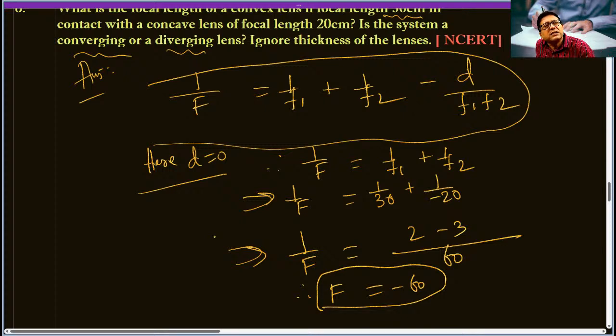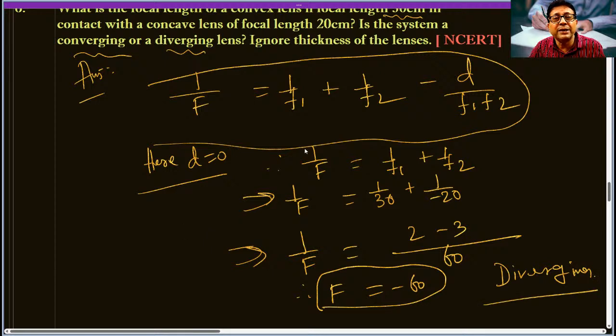F is minus 60. If it is minus 60, then the combination will be like a diverging lens only, isn't it? Focal length negative means it is diverging. So this time it will behave like a diverging lens. The combination is a diverging lens. Okay? Clear? Ignore thickness of lenses. If you don't ignore the thickness of lenses, you won't get it so fast. It will take time, because there you have to use the formula for spherical refracting surfaces.